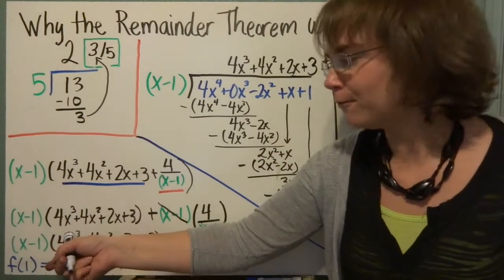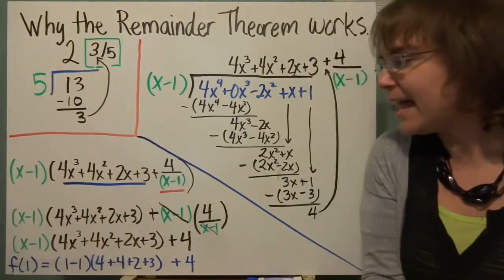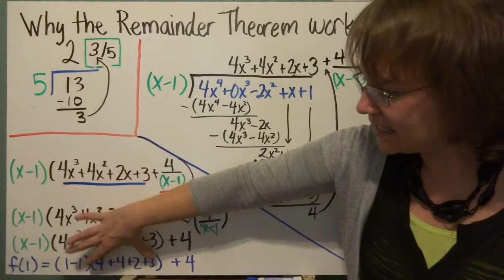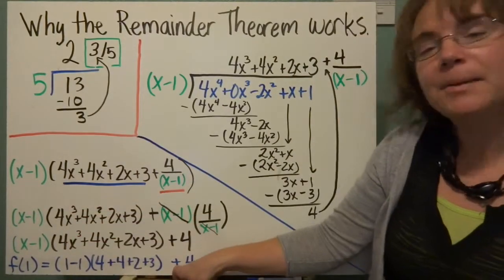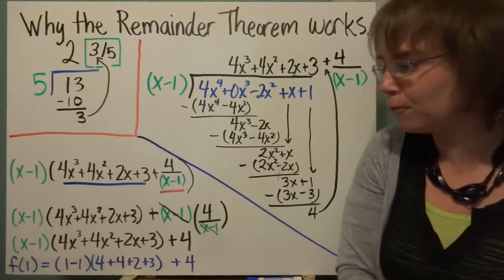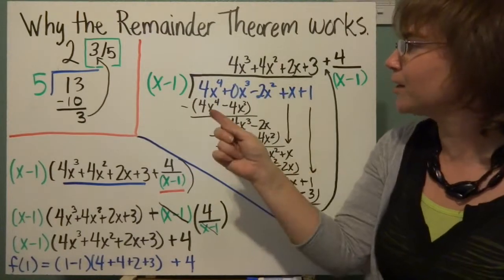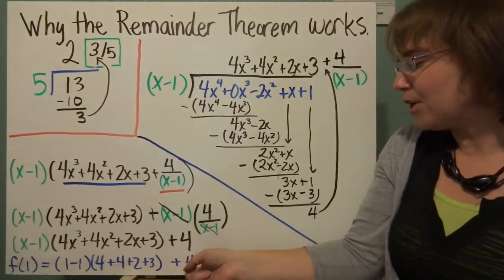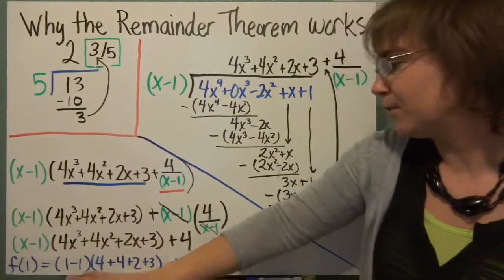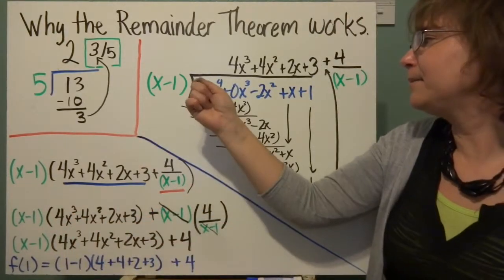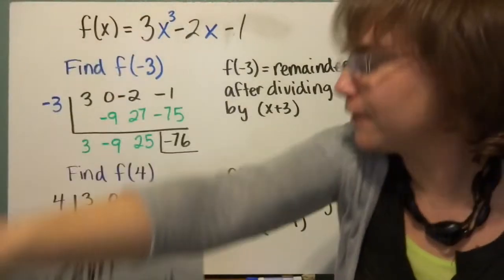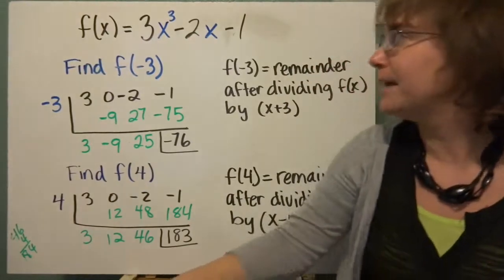Well, when I'm looking for f of 1 and I substitute a 1 in for that x, I have 1 minus 1, which is going to give me a 0, times this section of it, plus 4. So this is going to give me a 0, and I end up with just a 4. So that's why the remainder theorem works. When I do that division, that 4 is the only thing that's left over, and I'm going to get my answer of f of 1. Because remember, this is the same thing as this, just written in a different form. So it's great if you followed that, and let's look at another example using the remainder theorem.